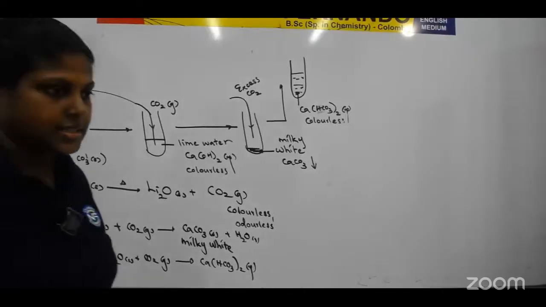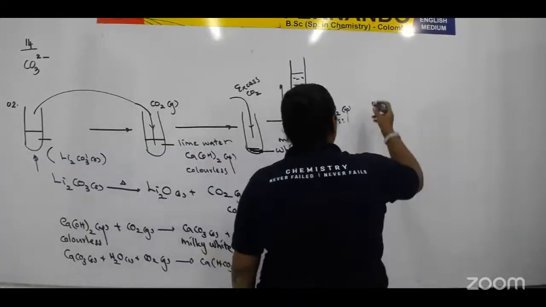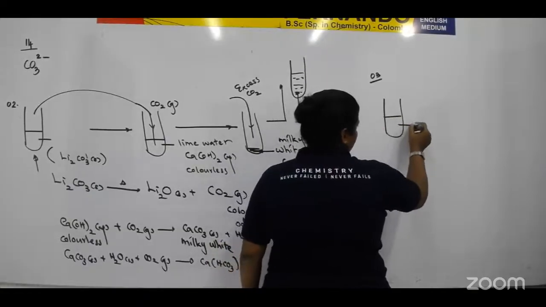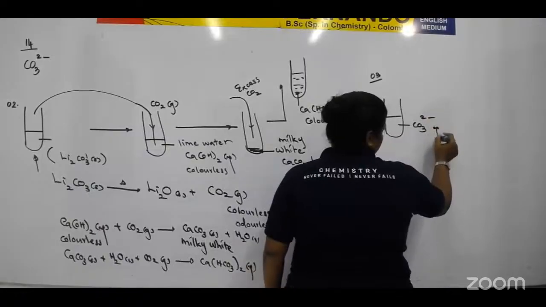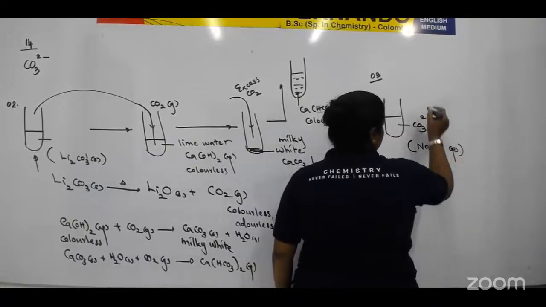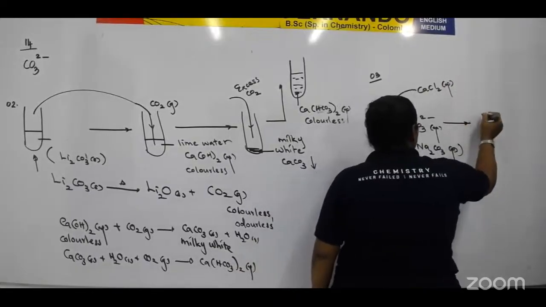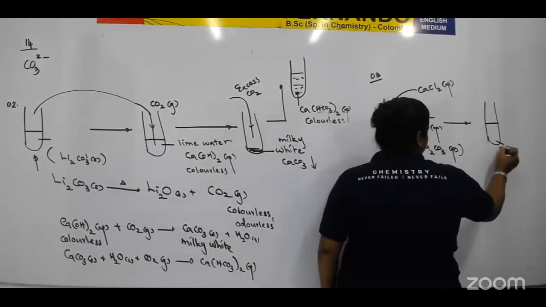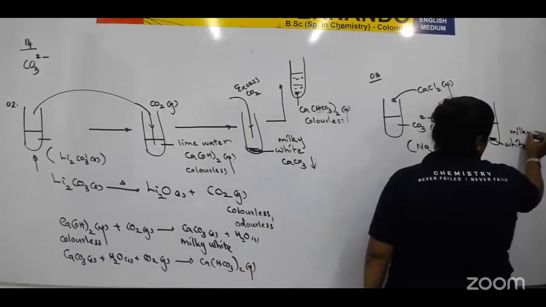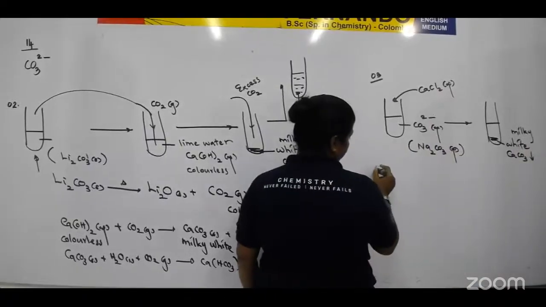Right, look at the last test. What's the last test? Add calcium chloride. Here you have carbonate. I will take sodium carbonate. When you add calcium chloride, a double displacement reaction takes place, giving again a white precipitate. Milky white. Calcium carbonate.